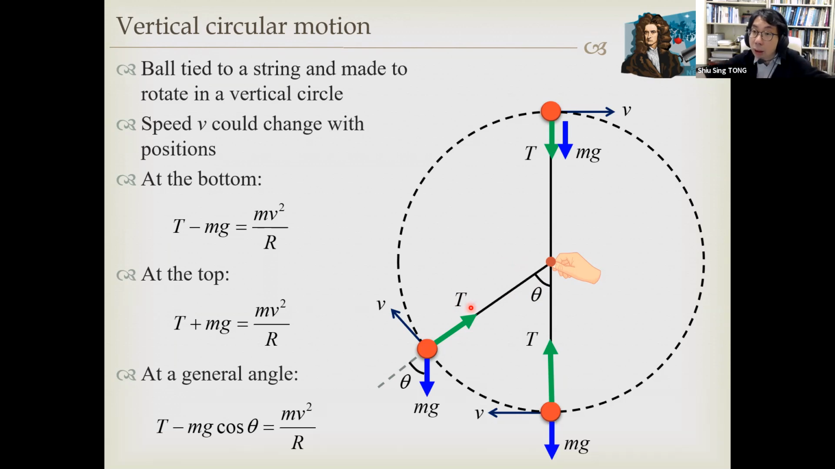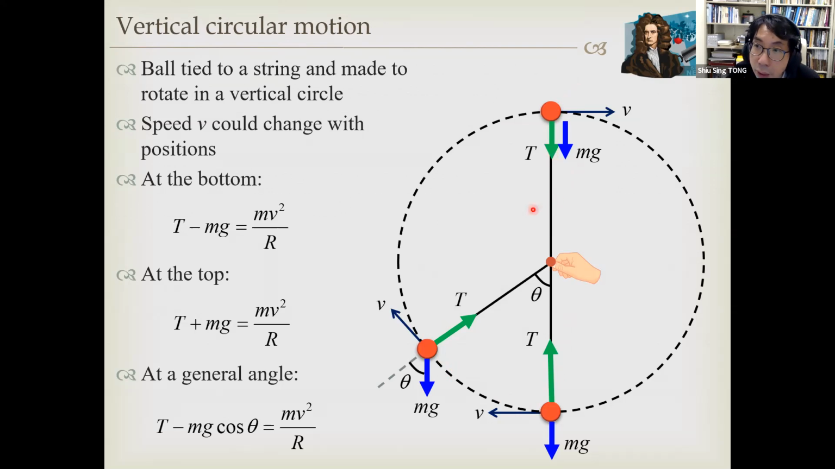But now we make the circular path vertical. Suppose you are now holding one end of the string, and the other end of the string is connected to a small bit, and you swing it in a vertical circle. Instead of a horizontal one, you now swing in a vertical circle. Now, we want to know when the object is in different positions, what forces will be providing the centripetal force. Okay, we want to know that.